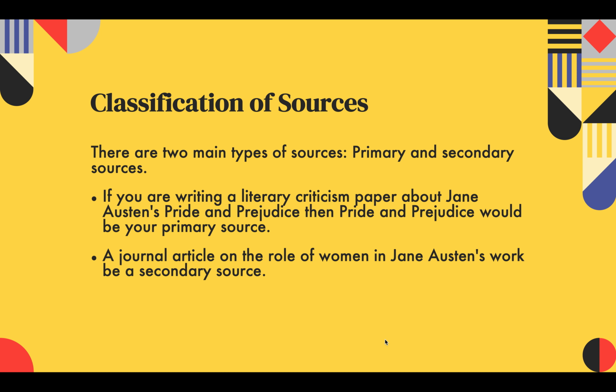Secondary sources are going to be things written about primary sources. So your primary source is going to be your eyewitness account. Your secondary source is going to be the journalistic article that was written about it. Or your primary source is going to be scientific research in the field, and your secondary source is going to be an essay explaining and analyzing the raw data. If you find a journal article on the role of women in Jane Austen's work, that's going to be a secondary source because it's about a piece of art.